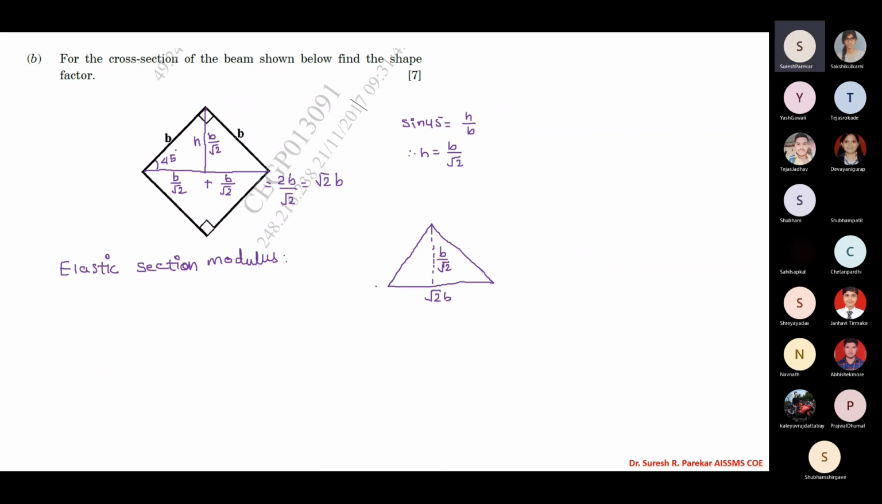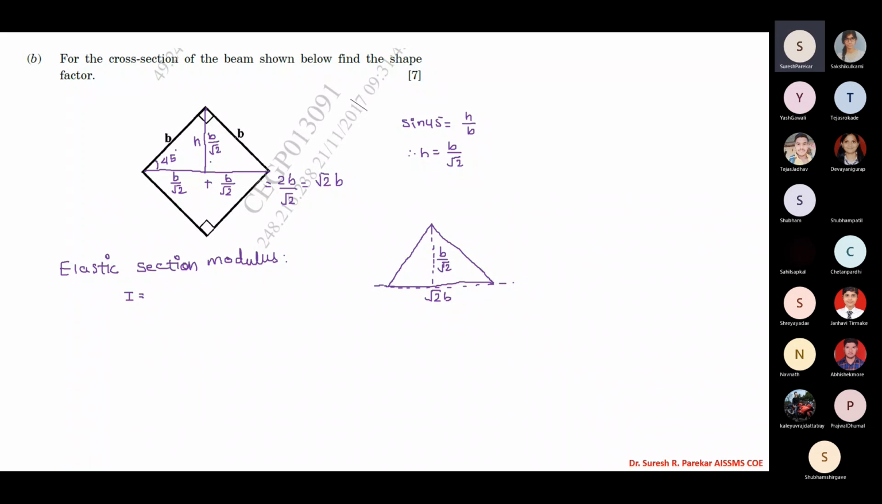What will be the value of I about the base of the triangle? What is the value of the base? BH cube by 12, or 12. 36? 12. Yes, good. So we have 12.